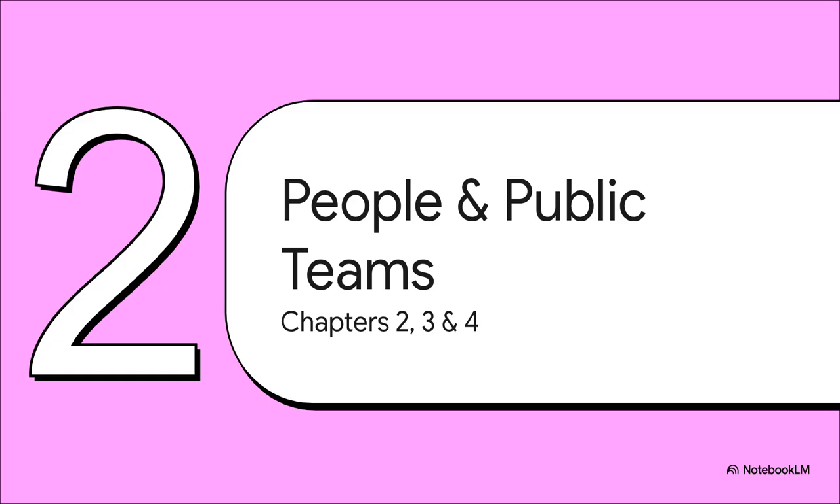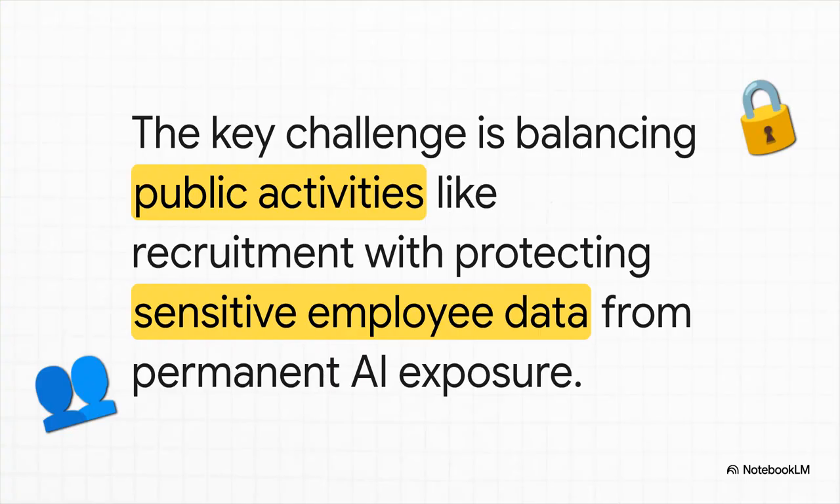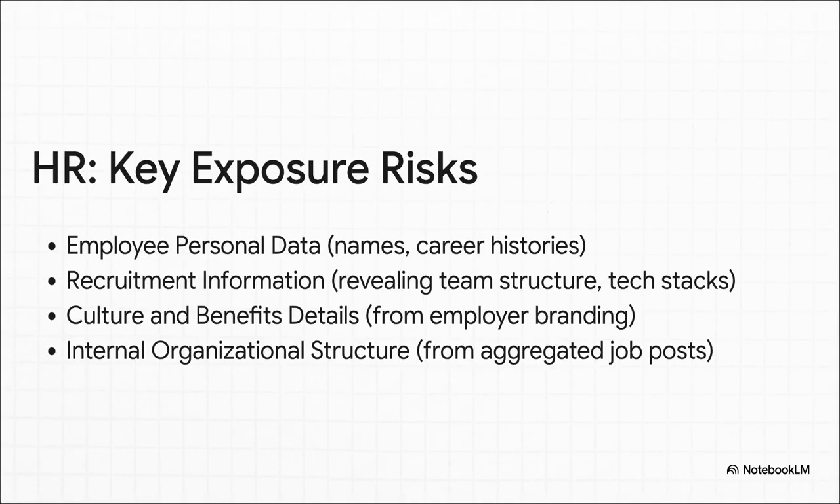Next up, a review of the people and public-facing teams. This covers chapters 2, 3, and 4. We explored how this framework applies to departments whose activities are often intentionally public, which, as we saw, creates some really unique exposure risks. For the HR department, the big challenge we discussed was that balancing act. Balancing public recruitment with protecting sensitive employee and organizational data. And we saw how legitimate activities could inadvertently expose all sorts of things, like internal structures, salary ranges, and even strategic initiatives.